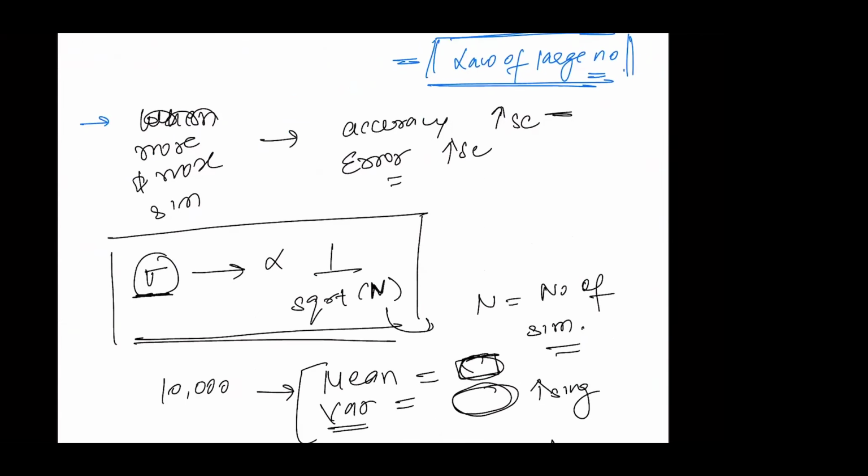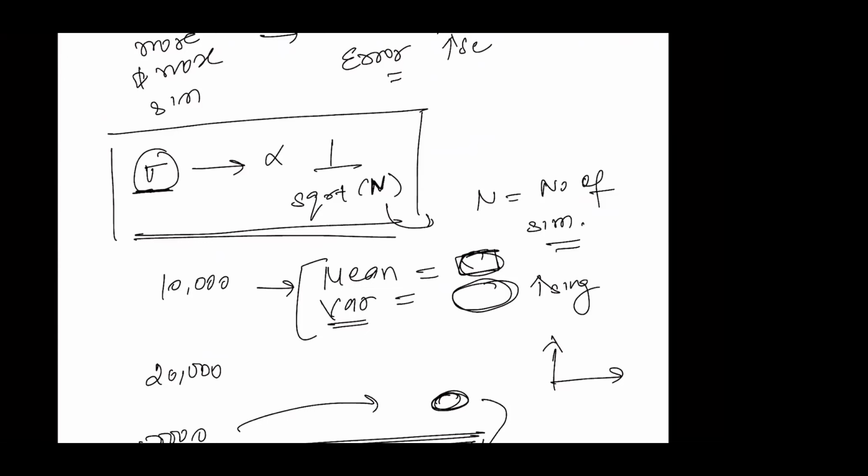So see, in this case, if you see mean and variance, these are statistical measures, right? So we'll calculate the variance of this whole.